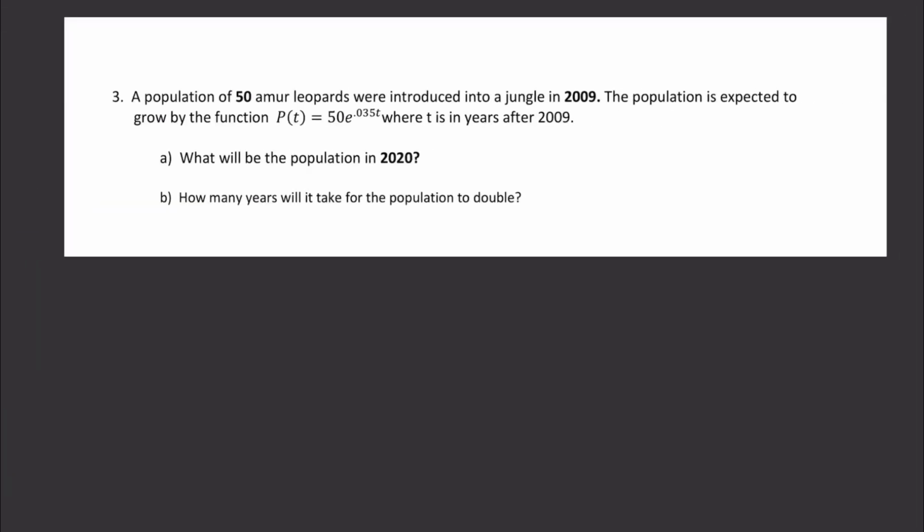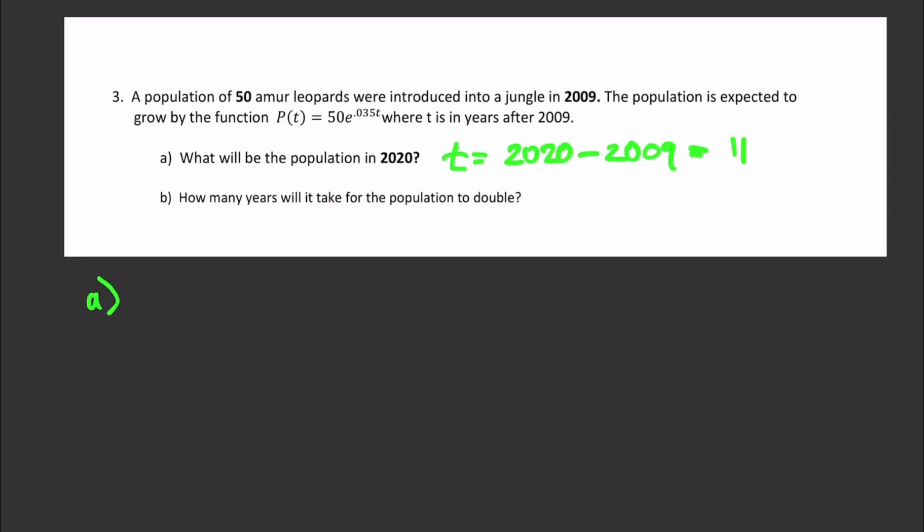Okay, question 3. All right, so we've got a population of 50 Amur leopards introduced into the jungle in 2009. The population is expected to grow by the function p of t equals 50 e to the 0.035 t, where t is in years after 2009. What will be the population in 2020? All right, so in 2020, t is going to be 11. So basically, I just need to plug in 11 to that formula.